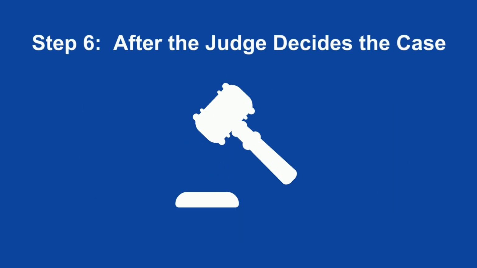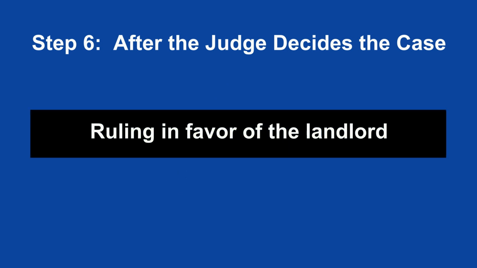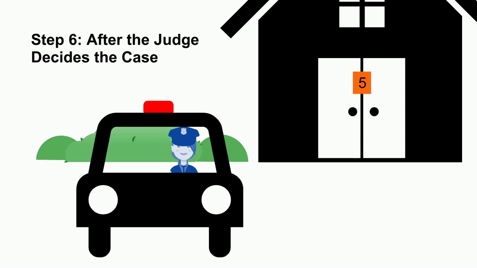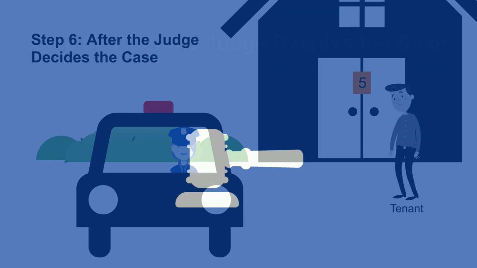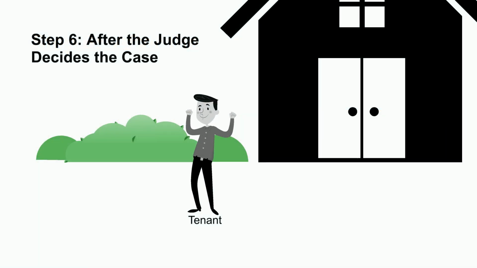Step 6. After the judge decides a case. If the judge rules in favor of the landlord, the landlord will submit a judgment to the court. The writ will be issued, which will authorize the sheriff to post a 5-day notice to vacate on the property and then perform the eviction on the posted date. This means that the tenant will be locked out if they have not vacated prior to the sheriff coming to undertake the lockout. If the judge ruled in favor of the tenant, the tenant will not have to move out.